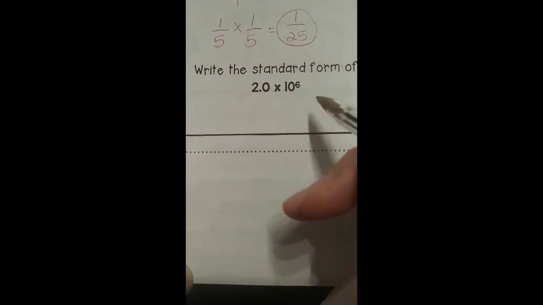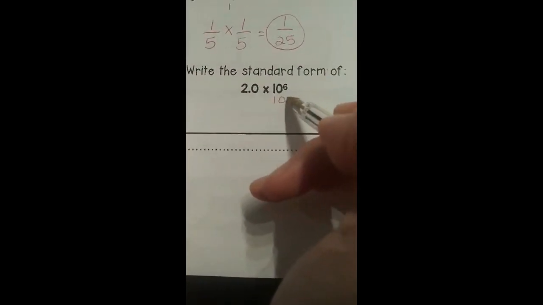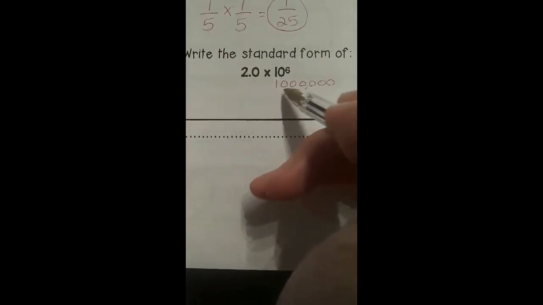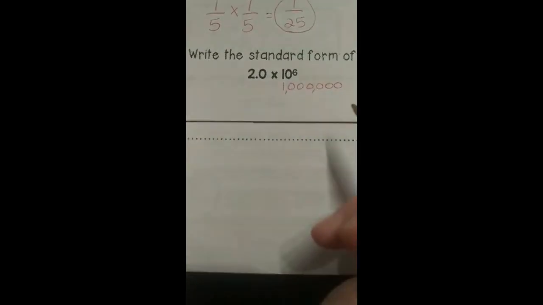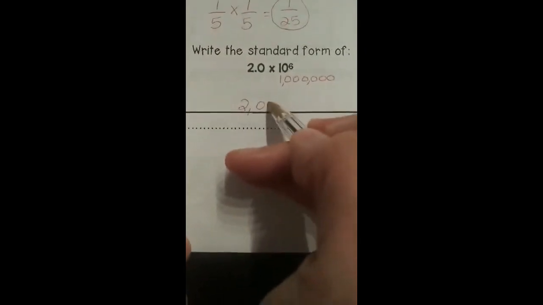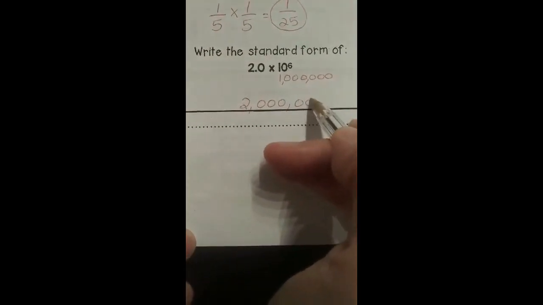Number 3, I'm going to write this number in standard form. So 10 to the 6th power is a 1 with 6 zeros. So let's see. Oh, that is 1 million. And if I'm multiplying 1 million times 2, that would be 2 million.